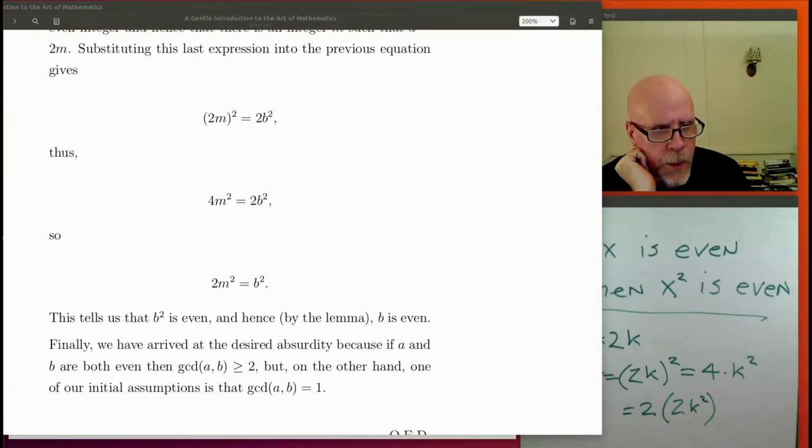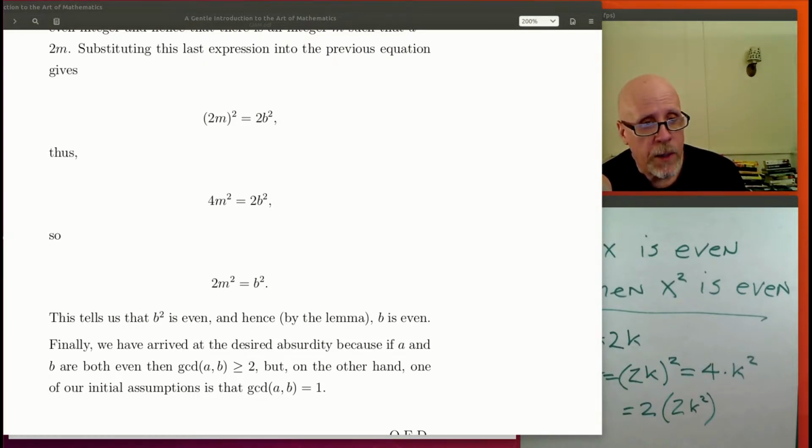The reason that's absurd is that if both of them are even, if a and b are even, then the smallest their GCD could be is 2, because 2 is certainly a divisor of each of them if they're even. But on the other hand, we had the initial assumption that those numbers are relatively prime, because our definition of rational numbers includes the idea that they can be represented in lowest terms. So do you see how these are contradictory things? GCD of a and b greater than or equal to 2 can't exist in the same world where the GCD of a and b is equal to 1. They say different things.